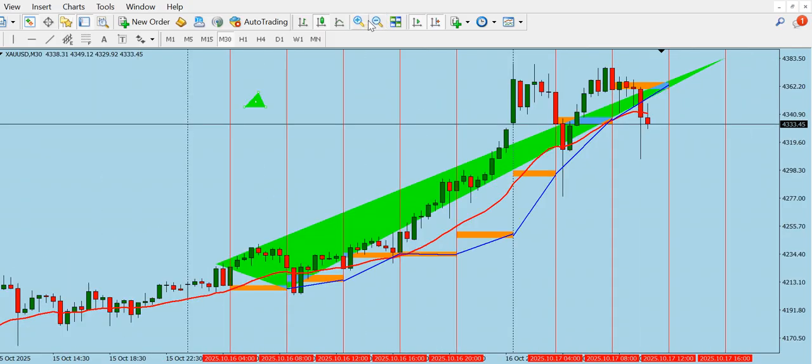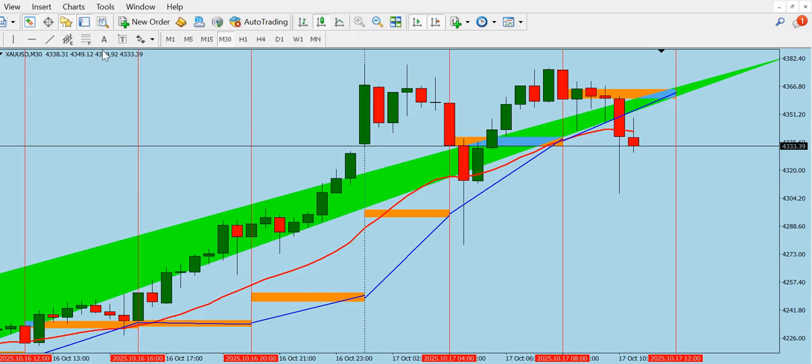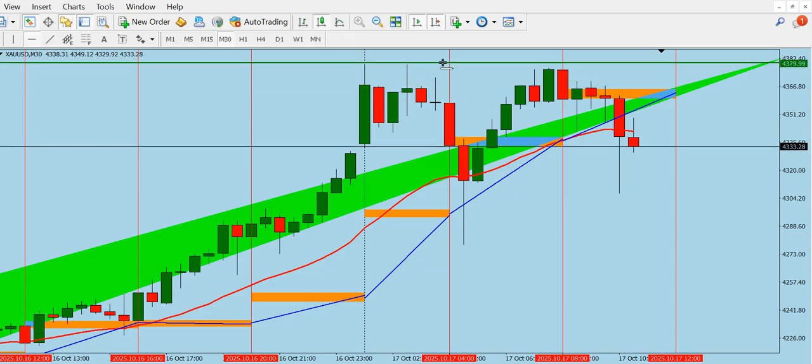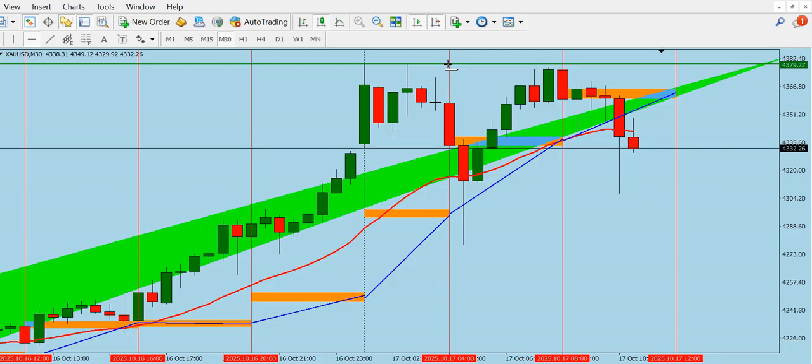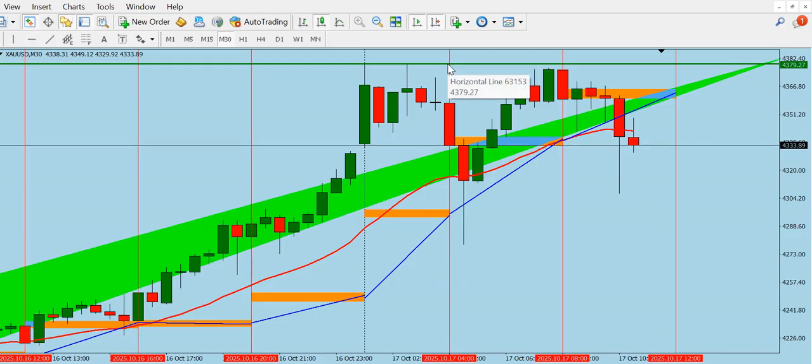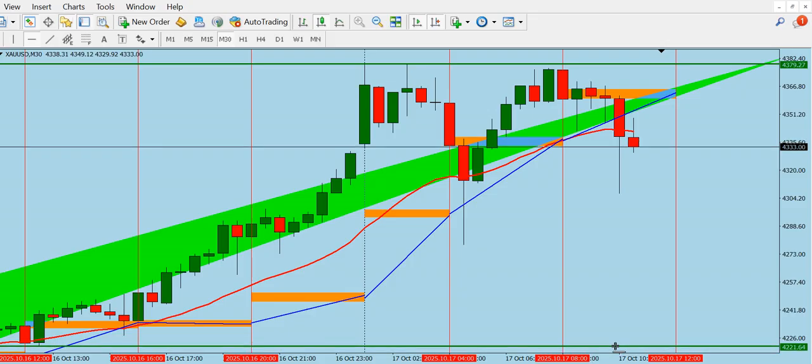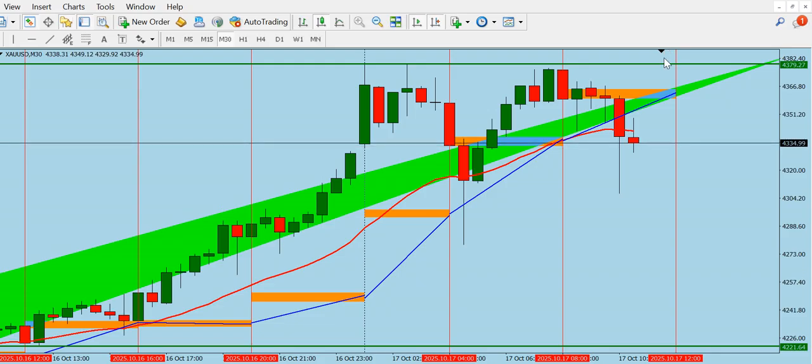Okay, for the high and low of the chart, we have the high of the chart to be around 4379.27. Now for the view, the low is around 4221.64. So anything can happen. If price breaks above this 4379, you might see the continuation of the bullish trend.